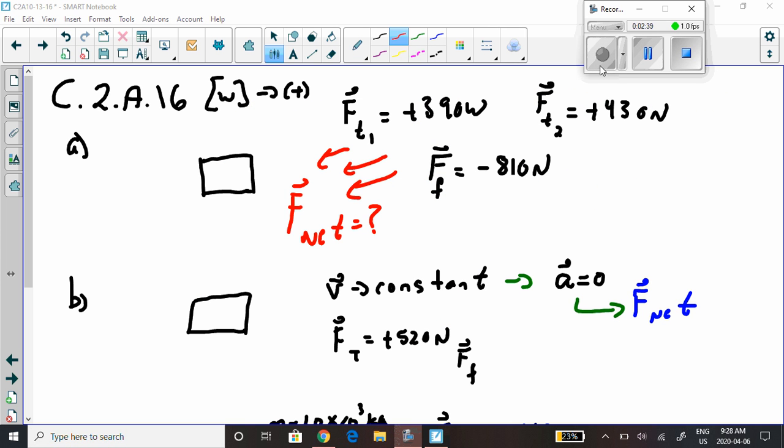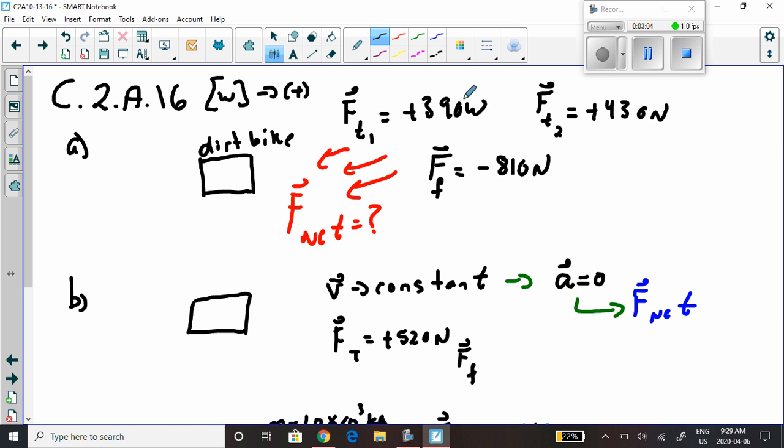Alrighty. I was also asked about number 16, and number 16 has 16A, 16B, and 16C. So let's start with 16A. Two teenagers are pushing a dirt bike. Here's the dirt bike. Here's my free body diagram of the dirt bike. And we're told that there are three forces on it.